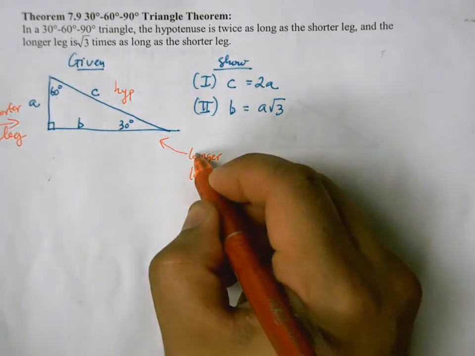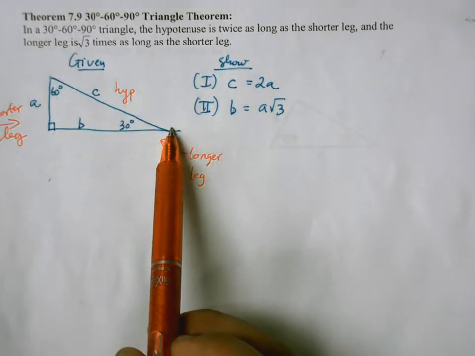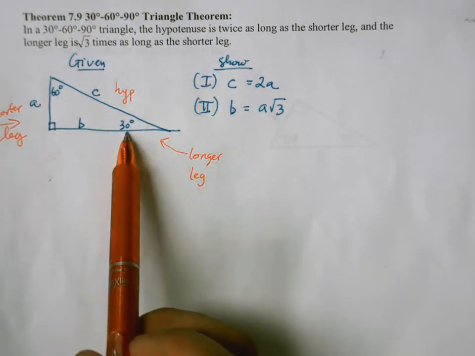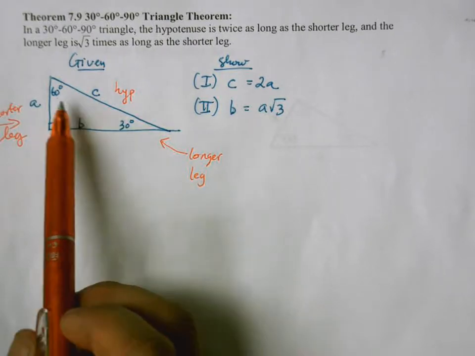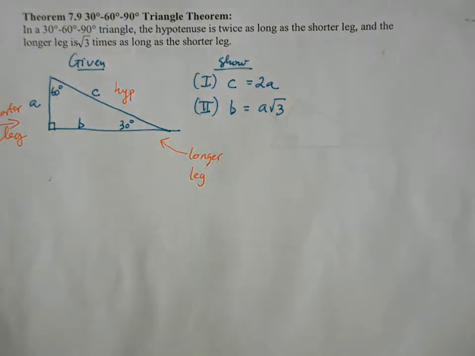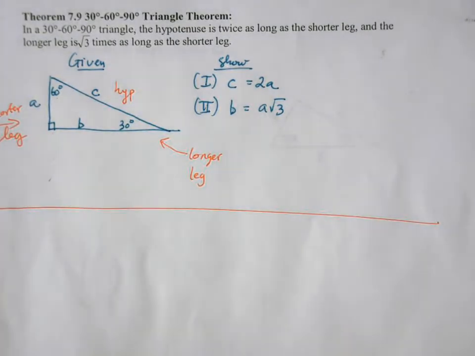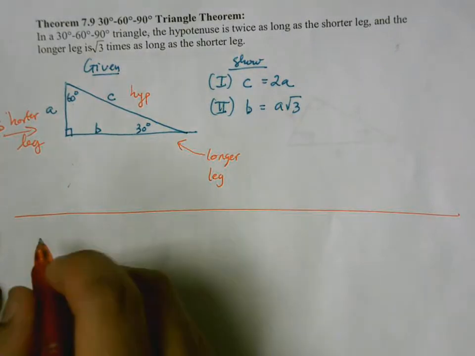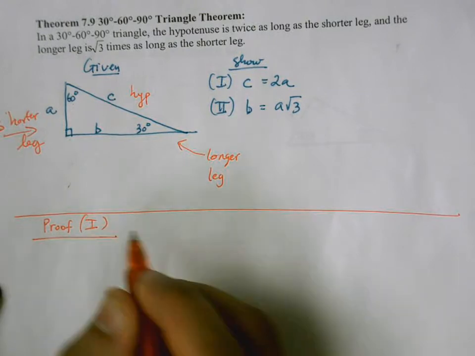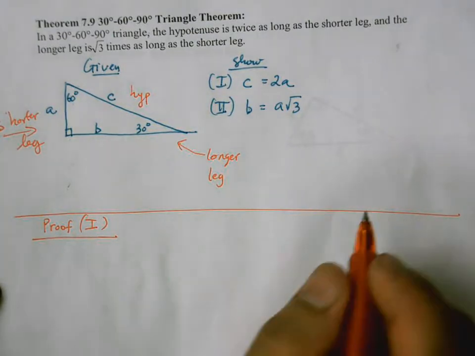What the theorem says is that the hypotenuse is always twice as long as the shorter leg, and the longer leg B is the same as the shorter leg times the square root of 3. We're going to prove both of these results. I'm going to prove part 1 first, because this is probably the more challenging of the two parts. After that, it's pretty straightforward.